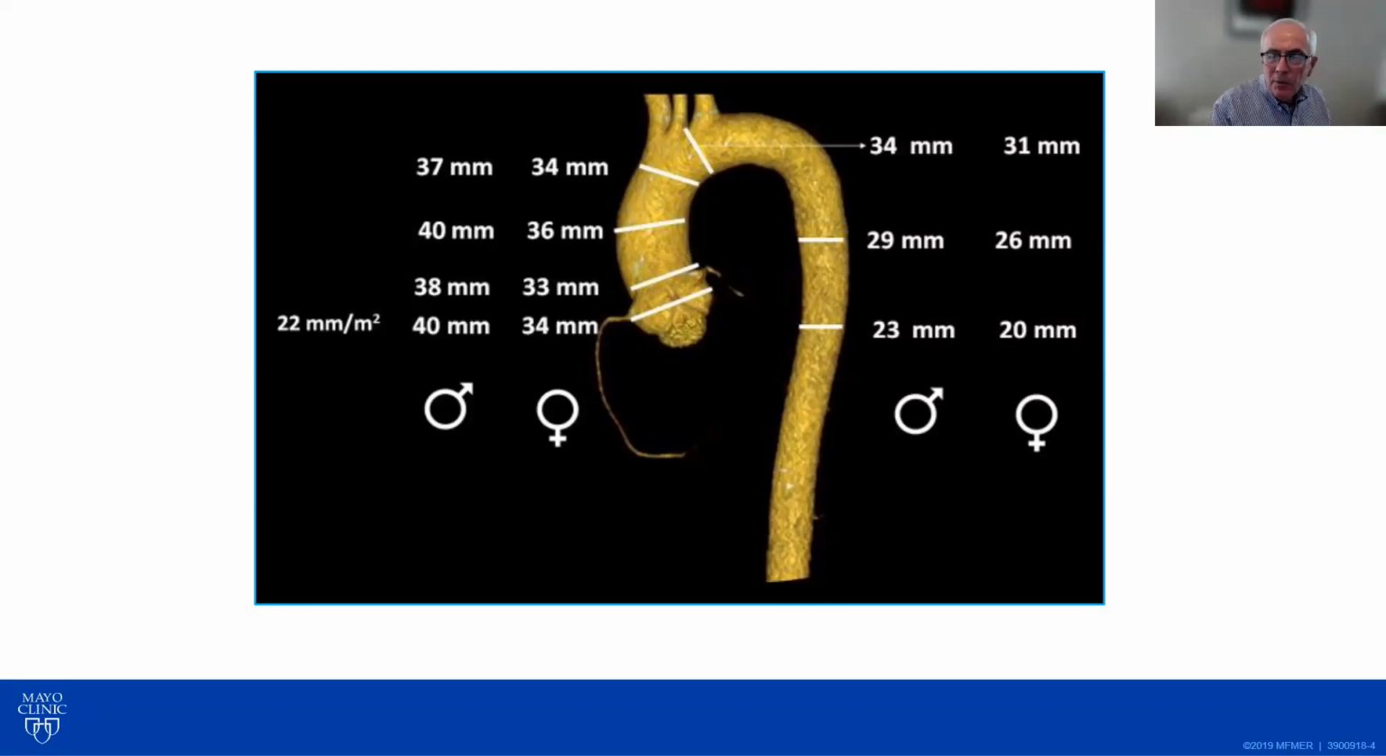So in this example, you can see that there are characteristic areas where the aorta is measured: aortic root, ascending aorta, aortic arch, descending aorta. And you can see that the values for men and for women are slightly different, slightly smaller for women than for men. And then, as I said, you can further refine this by considering body surface area and age.